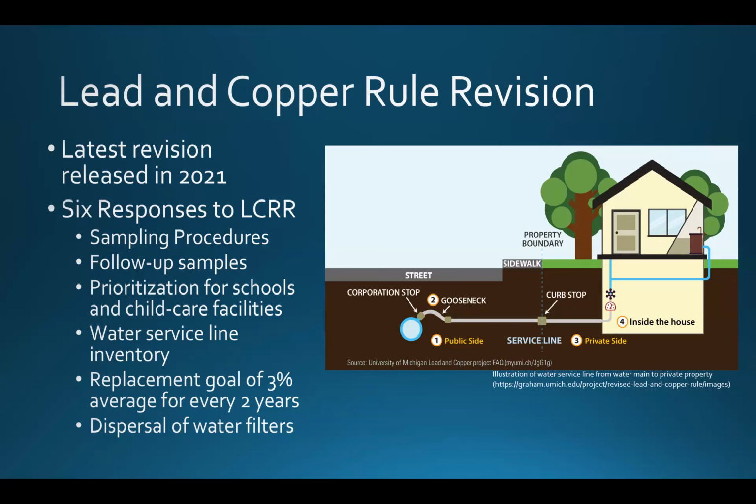This image shows an illustration of possible sources of lead within the water service line and plumbing fixtures within your home. So you can see around numbers 1 and 2, the water main and the service line heading into a property where the curb stop is shown. There's usually a water meter in that area, and inside the home can include any faucet or any shower head fixtures or anything like that.